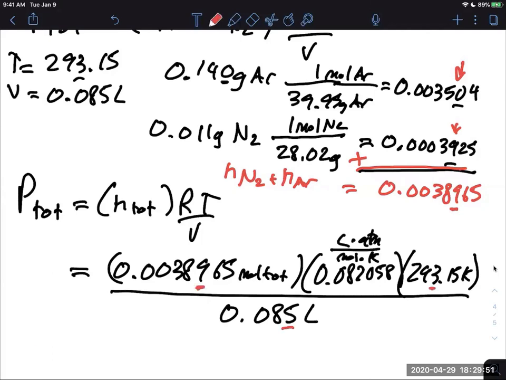And I get P total of 1.1 atmospheres. And that sounds reasonable. The pressure of a light bulb is just a little bit more than atmospheric pressure, basically. So that is essentially Dalton's law.